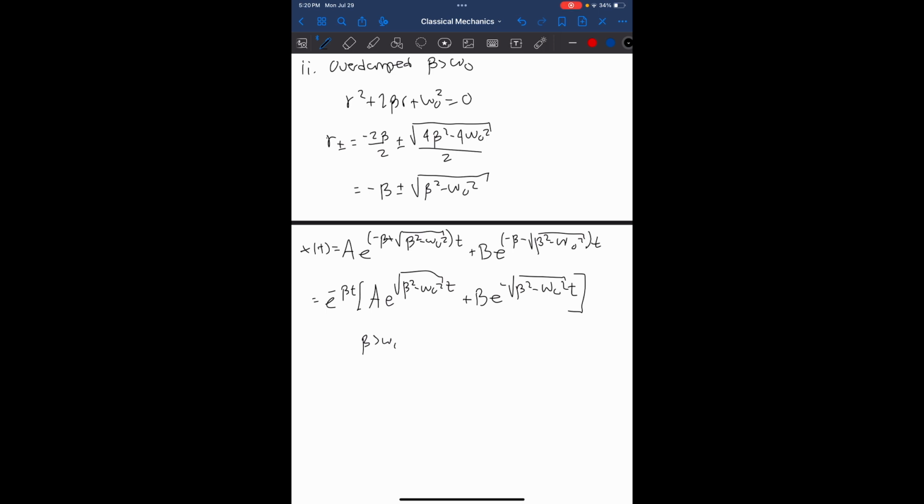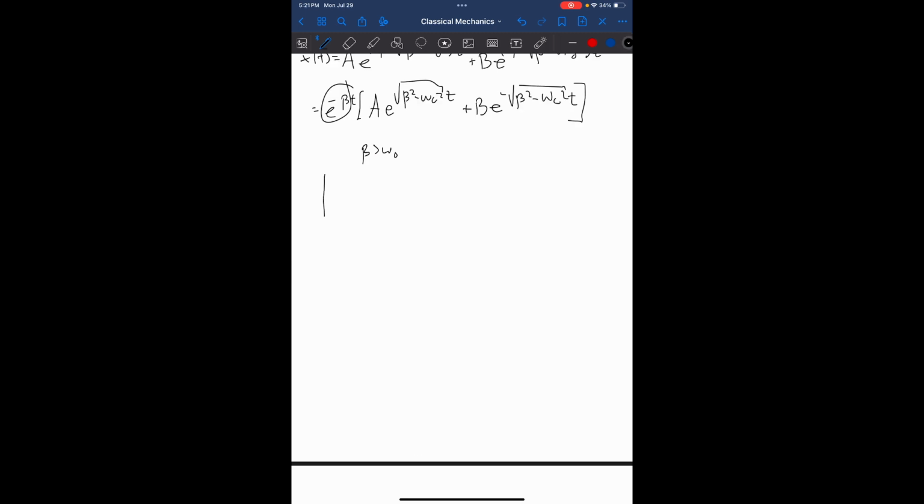Because beta is larger than omega naught, this term out here is going to dominate. So we see that our solution is just going to decay in time. And graphically, our solution is not even going to oscillate. There's no sines or cosines or complex exponentials here. So instead, we're just going to have a sort of decaying exponential. You can imagine our spring just slows down as it's being drawn out or drawn back in. No full oscillation.